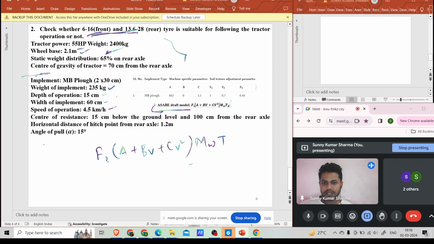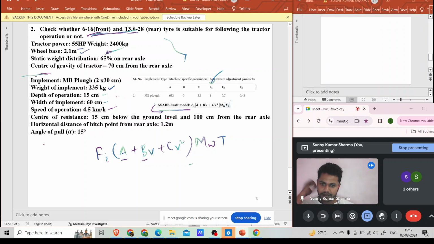Fi for different soils are given here in the slide. You can take any soil. Suppose if it is not given, you can take clay soil. F1 is for clay soil. You can take one clay soil. A is the ASAB draft constants.